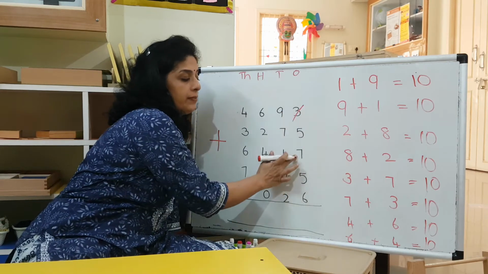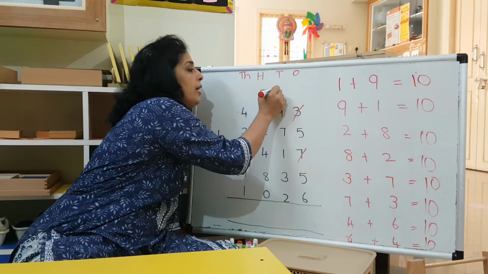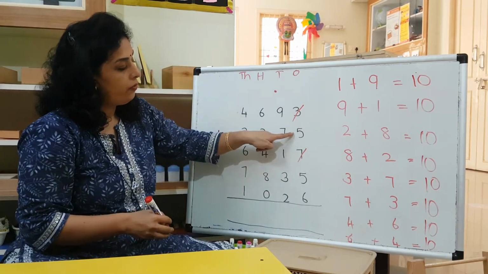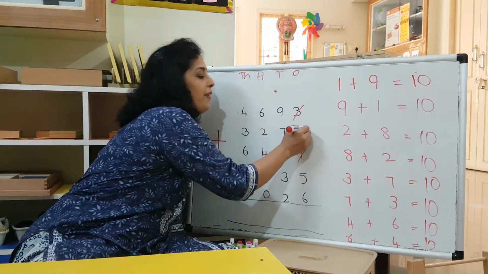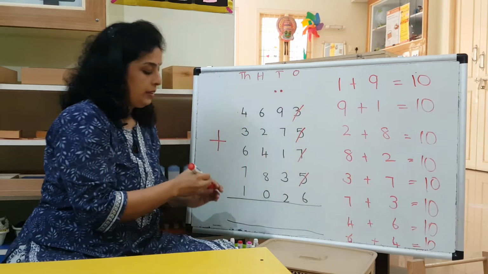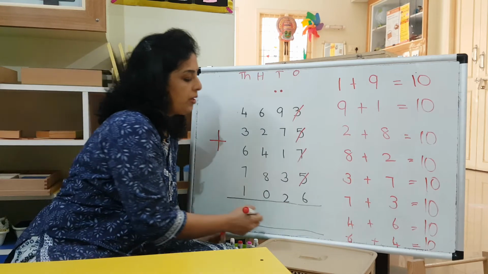3 plus 7 gives you a 10. Is it not? Okay. Then I will give one 10 here. Next. 5 plus 5. Can you see one more 10? Okay. 5 plus 5 is a 10. Then what is left behind? 6. Just bring down the 6 then.